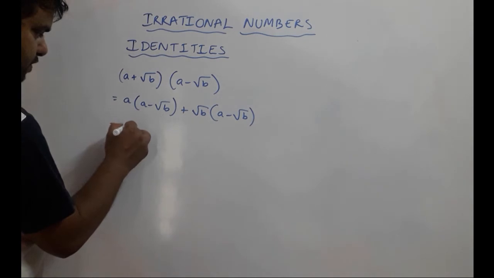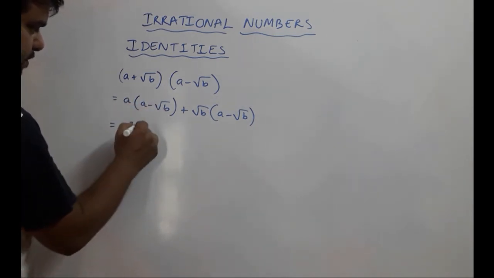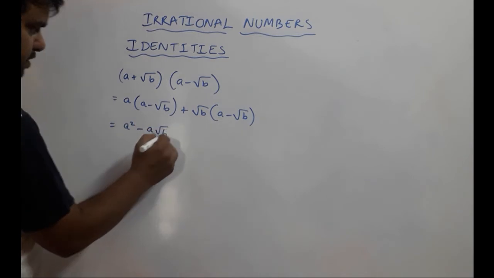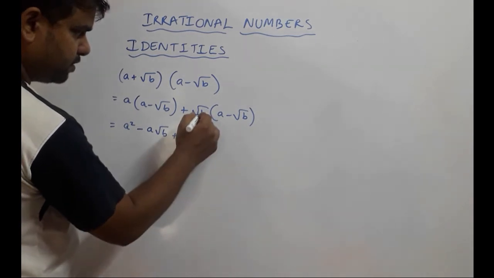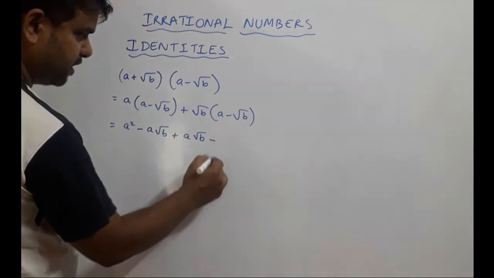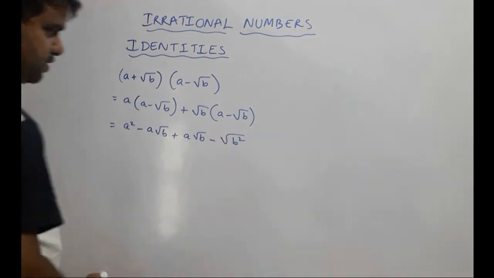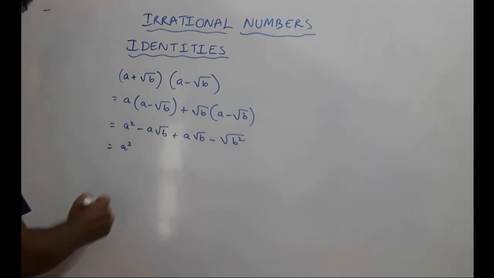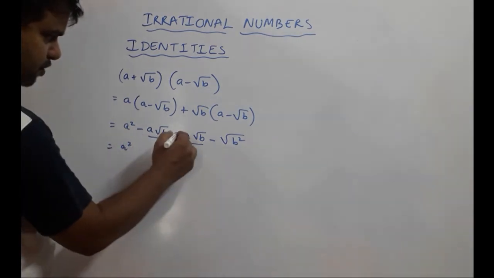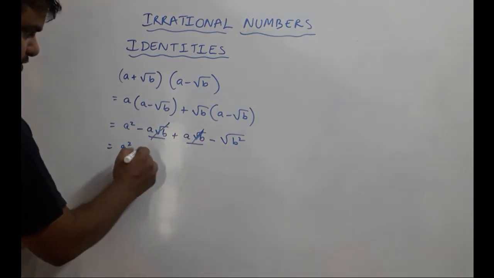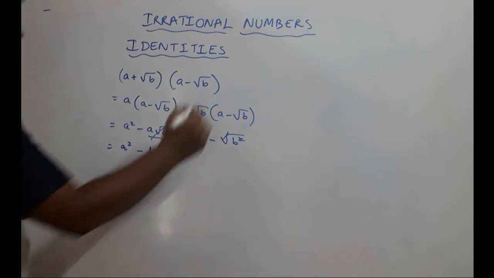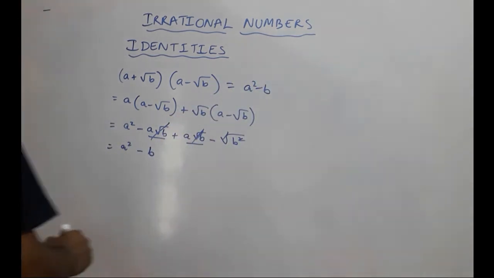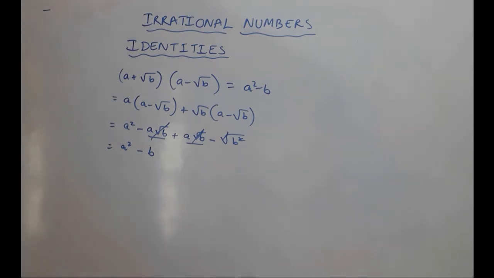A into a will give you a square, a into minus root b will give us minus a root b, then plus sign, root b into a will give us a root b, square root of b into minus square root of b, so we'll get a minus sign here, and we'll get b square here. A square remains the way it is, no sign change over here, but these are same terms but opposite signs, so they cancel out, and we are left with a minus sign, and square and square root cancels out, and we are left with b. So we get this equal to a square minus b. So this is our next identity. That's how we get this identity. Move to the last identity.